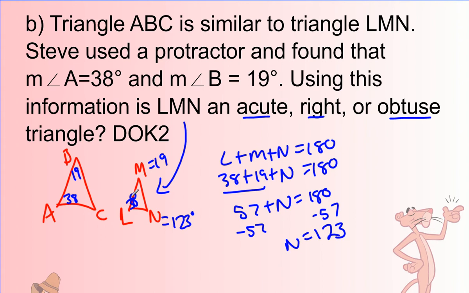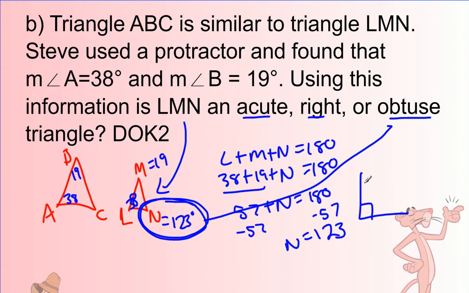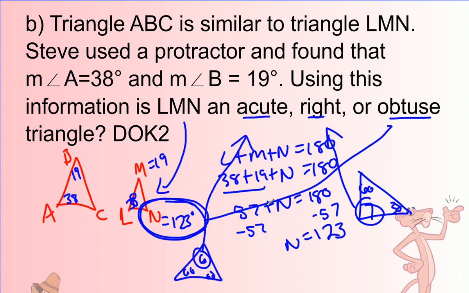Now that I know how big each angle of this triangle is, I can tell you if it's right, acute, or obtuse. And the answer is, it's obtuse. You look at the biggest angle of the triangle. If the biggest angle is obtuse, it's an obtuse triangle. If the biggest angle is a right angle, a 90, then it would be a right triangle. If the biggest angle of a triangle is acute, if they're all like 60, then it would be acute. But in this problem, LMN is obtuse.